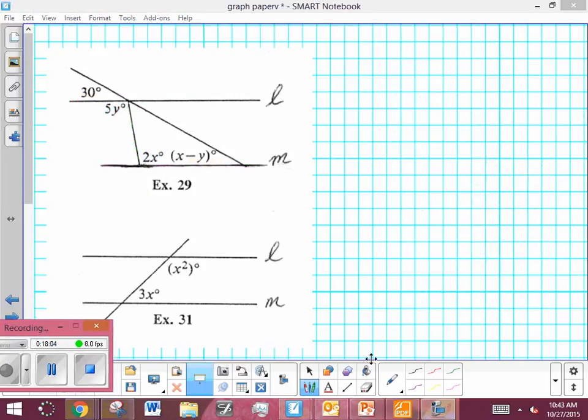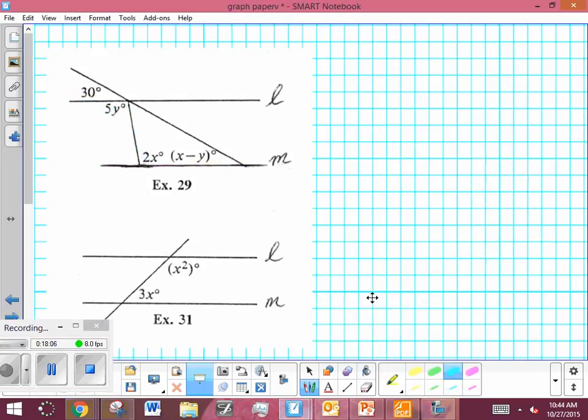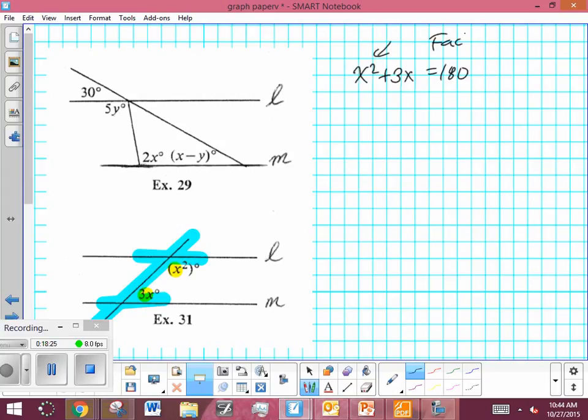This bottom one, we did one of these in class. That line is parallel, that one is the transversal. So these two angles are on the same side and they're interior, so I'm going to say x squared plus 3x equals 180. I see that power of 2, and when I see that, I want to think factor. And when I want to think factor, I set things equal to 0. So I move that 180 over. x squared plus 3x minus 180 is equal to 0.